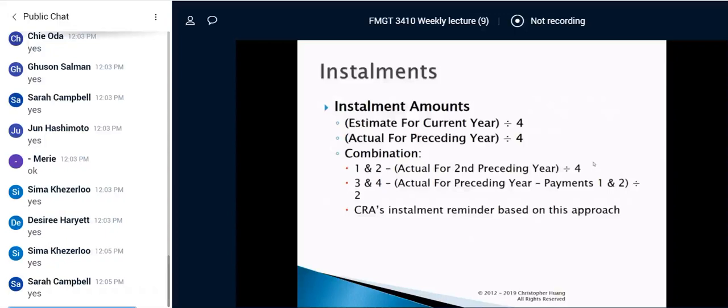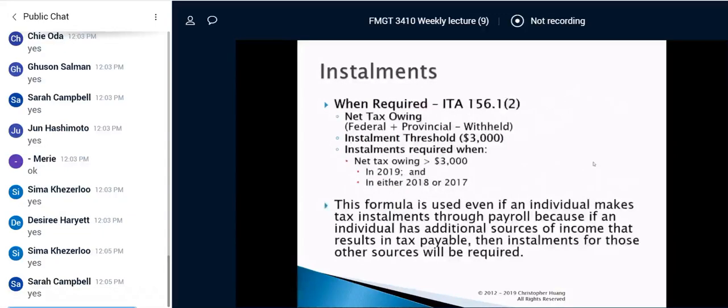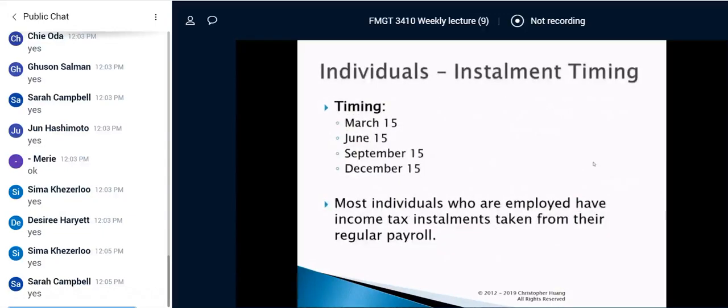You can either take your current year estimate. In other words, you sit there and say, okay, based on the numbers that I know of this year, I think I'm going to pay X amount of tax. You can take that, divide that by 4, and you pay them on these 4 days: March 15th, June 15th, September 15th, December 15th. Okay.